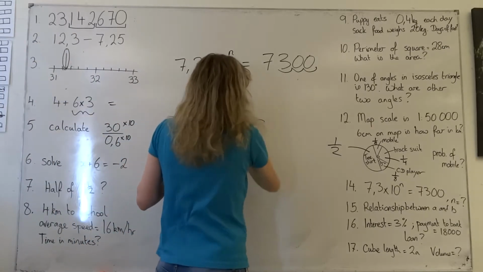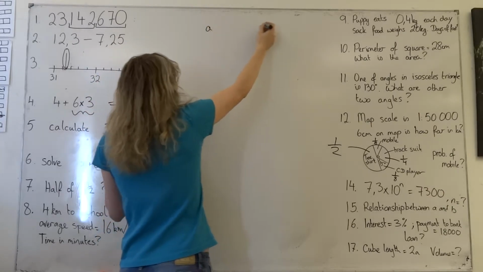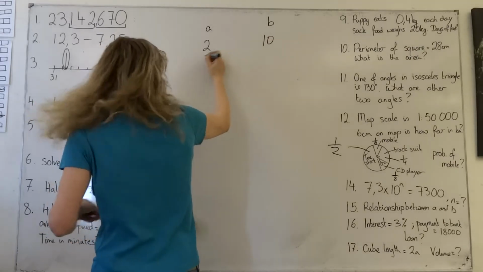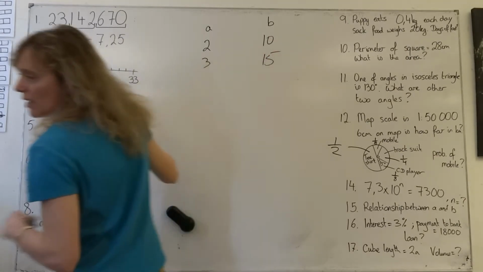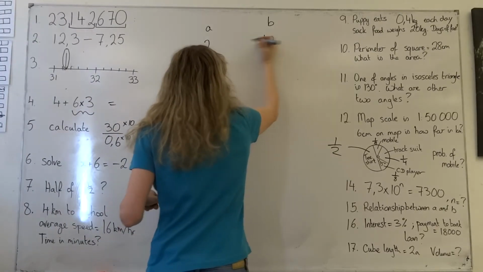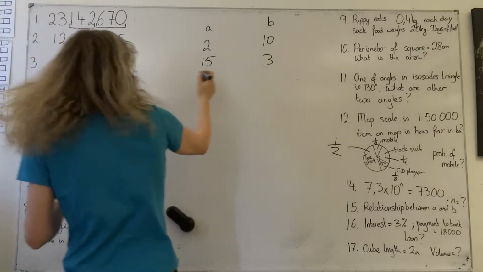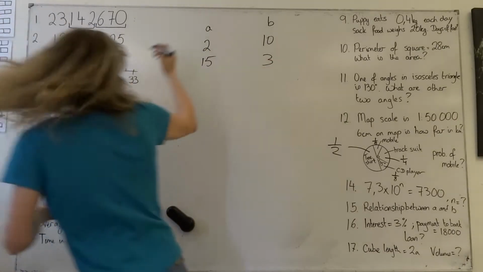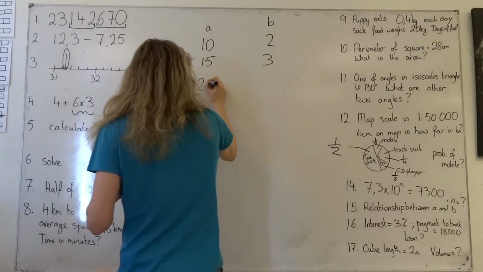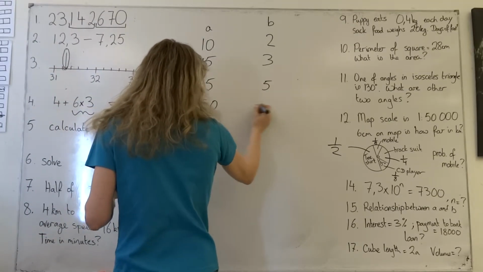Then we have a little table where they give us some values of A and some values of B. And if A is 10, B is 2. If A is 15, B is 3. 25 and 5, and 50 and 10. Sorry, everything was the other way around.